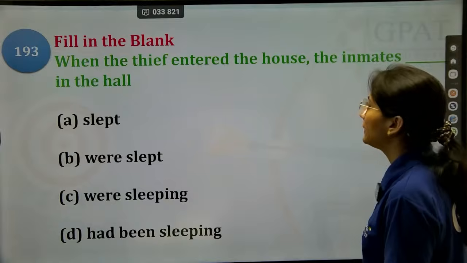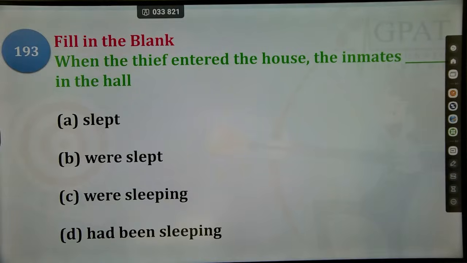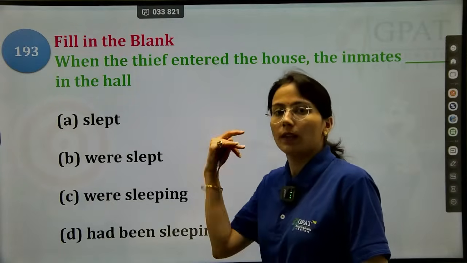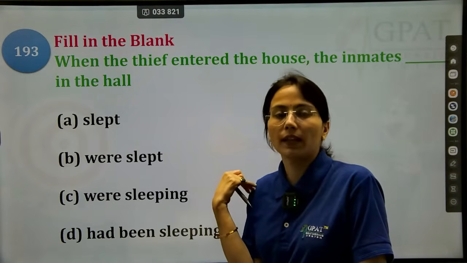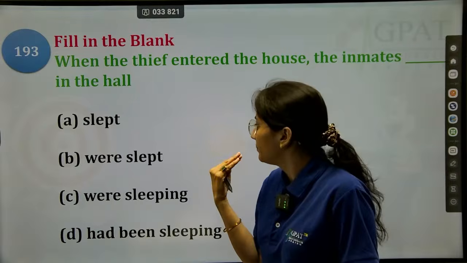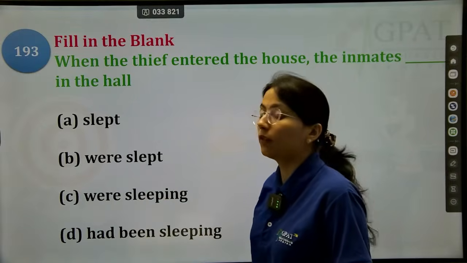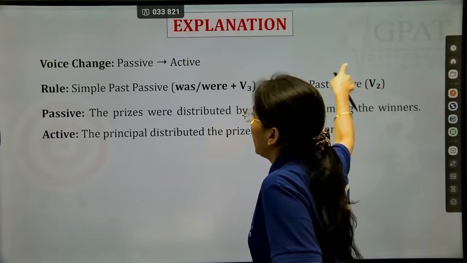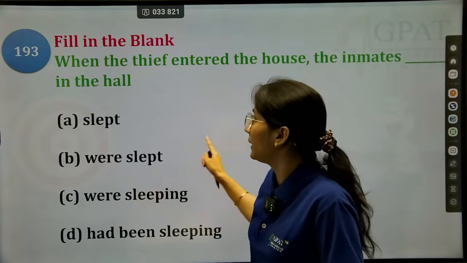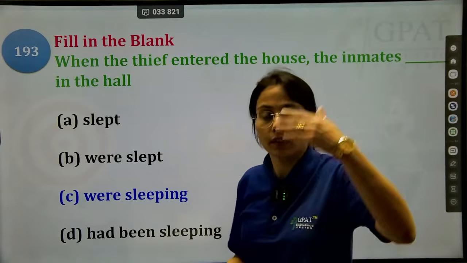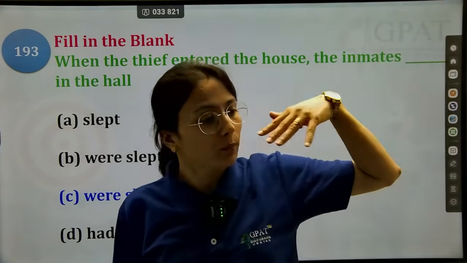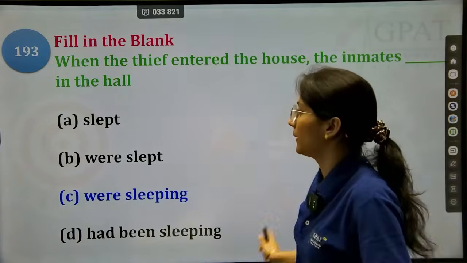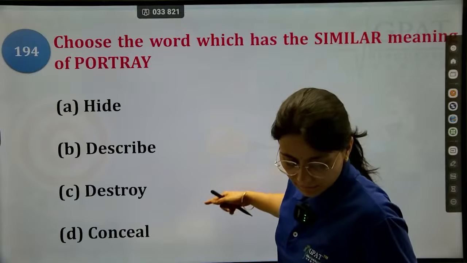Next is, when the thief entered the house, the inmates in the hall, so they are talking about past continuous. So the answer is were sleeping. When the thief entered the house, the inmates were sleeping in the hall, they were in the position of sleeping at that time. So we use were sleeping. So option number C is correct.